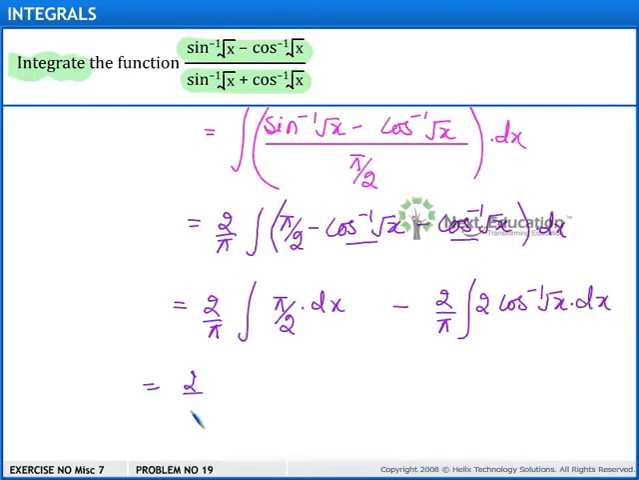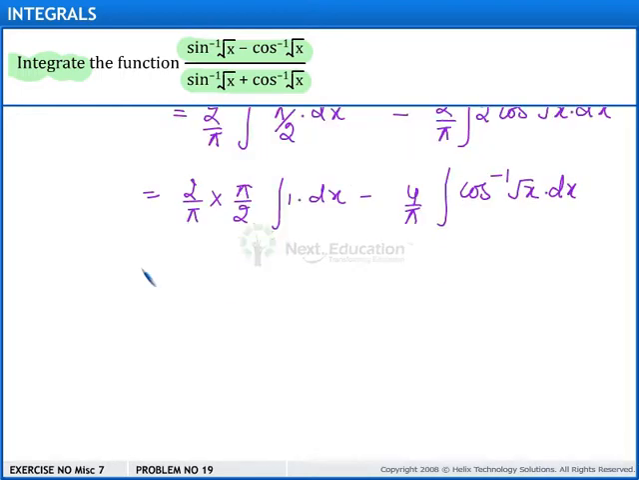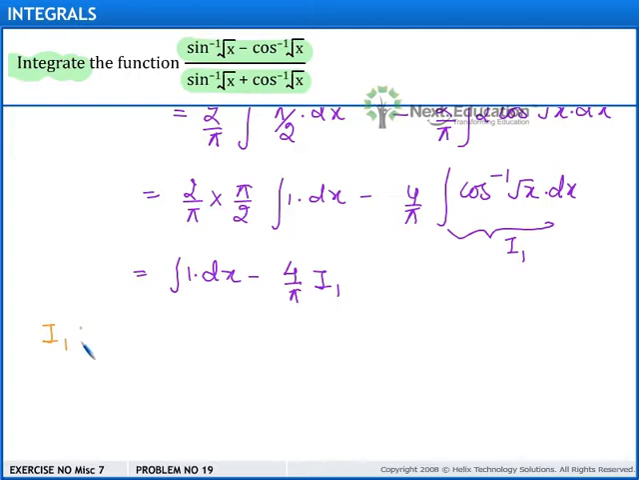So taking the constant outside the integral, here we have integral 1 into dx minus 4 upon pi integral cos inverse of root x into dx. And this is equal to integral 1 into dx minus 4 upon pi, and let us denote this integral by I1. Now we have to find the value of I1, which is integral of cos inverse of root x into dx.